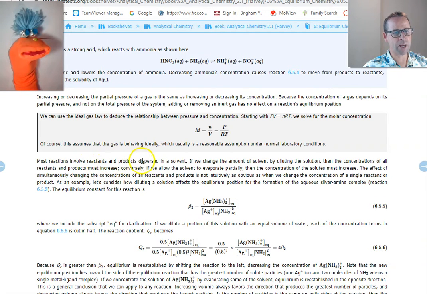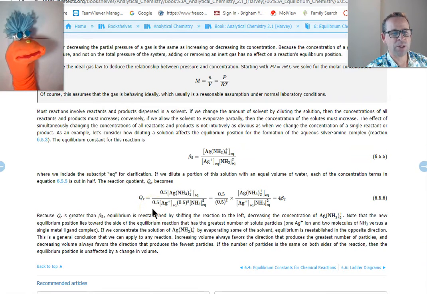Most reactions involve reactants and products dispersed in solvent. If we change the amount of solvent by diluting the solution, then the concentration of all the reactants and products must decrease. So Le Chatelier's principle can also be influenced if we change the amount of solvent. So let's look and see how the change in concentration of everything in our equilibrium statement changes the equilibrium constant.